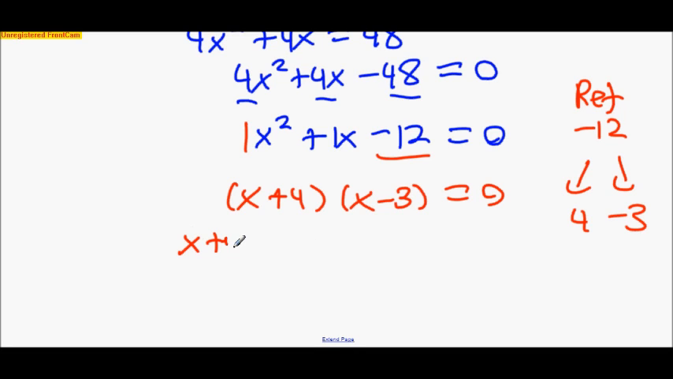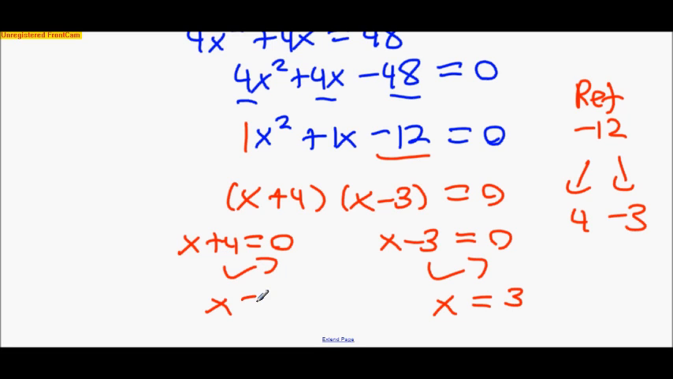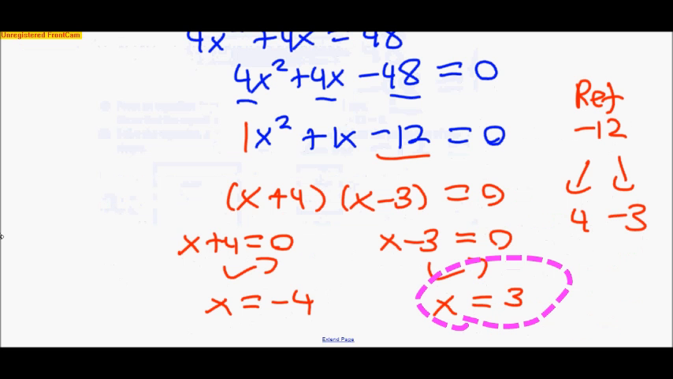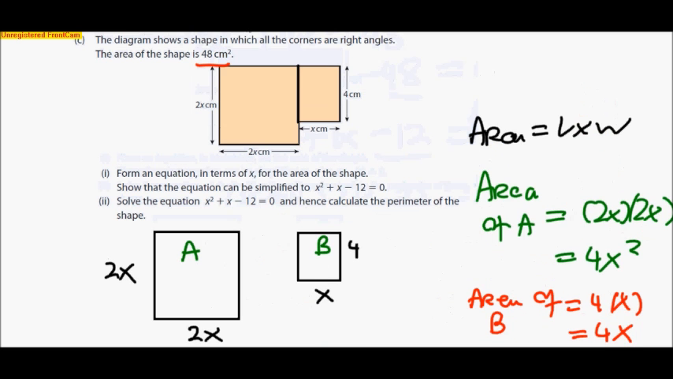x plus 4 equals 0. x minus 3 equals 0. Bring the 3 over the other side, we get x equals 3. Bring the 4 over the other side and we get x equals minus 4. The correct answer is x equals 3, because once again length cannot be negative, so it's 3 centimeters. Okay, so we found our equation, and then we solved our equation.